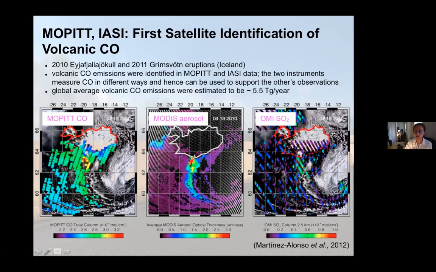We also used aerosol data and SO2 data from OMI. And we estimated that the CO emitted by volcanism globally is around 5.5 teragrams per year, which is not tremendous, but it's non-negligible either.